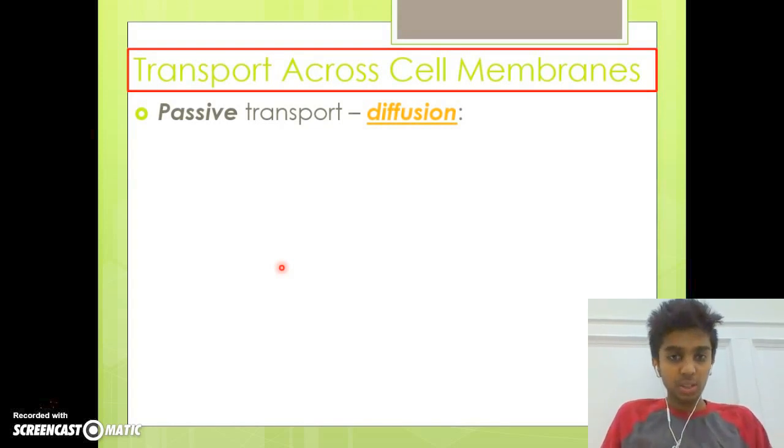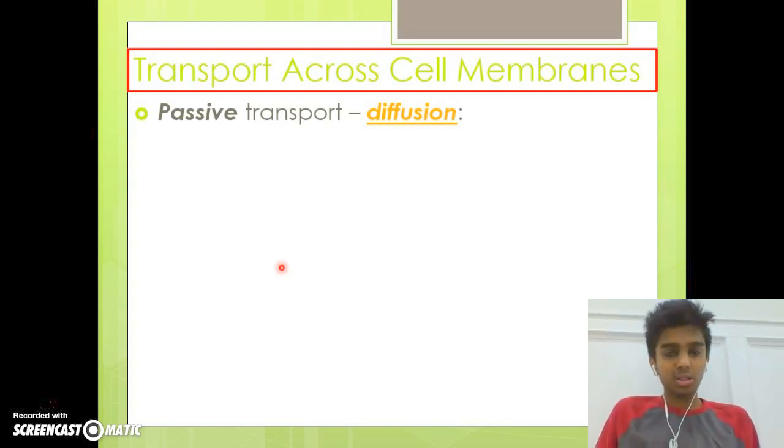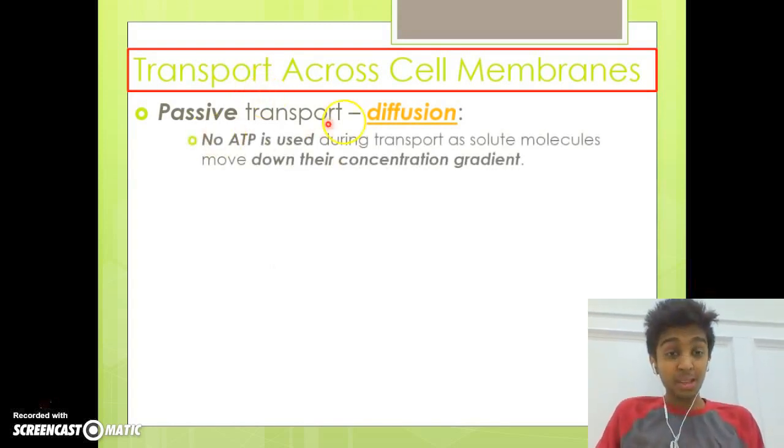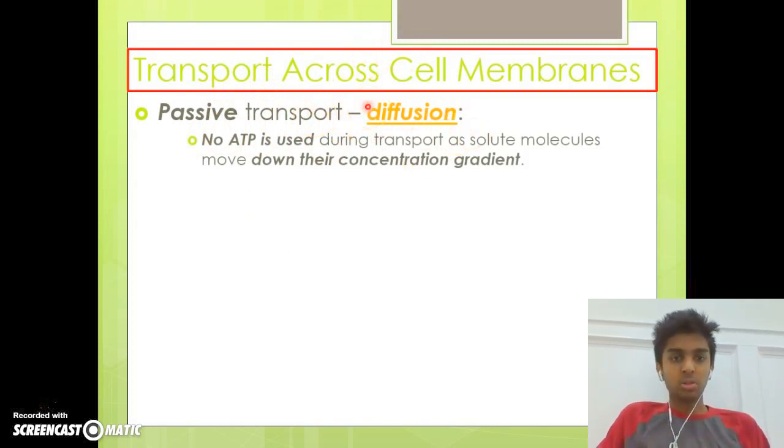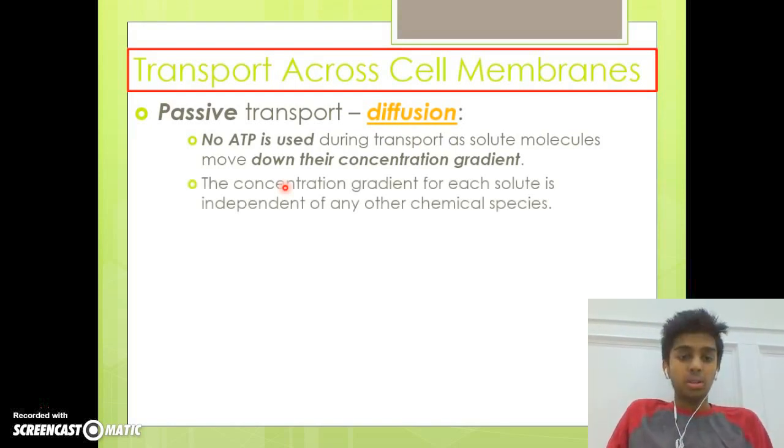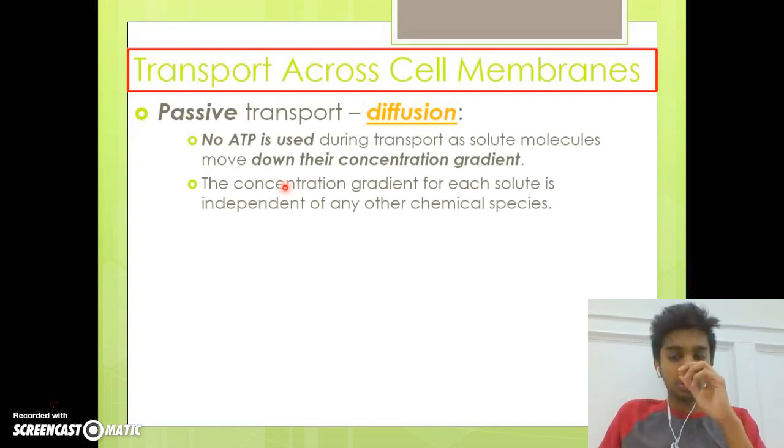Now let's talk about the different types of transport across the cell membrane. We have passive transport, which is diffusion. Passive transport requires no ATP energy during the transport as particles naturally move down their concentration gradient, which is diffusion. However, the concentration gradient for each solute is independent of any other chemical species.